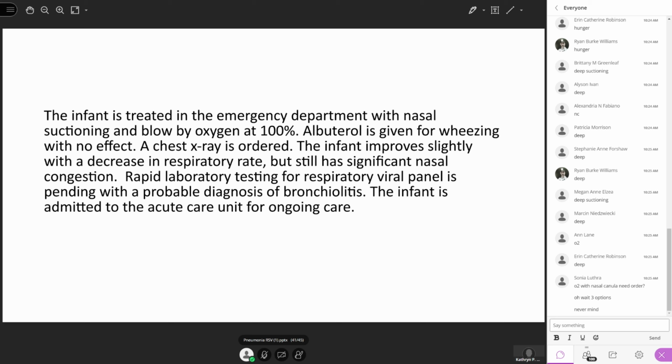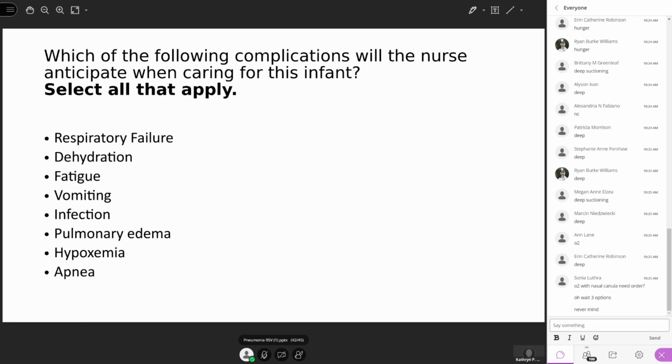Okay. So the infant is treated in the emergency room with nasal cannula and blow by suction. Albuterol is given, which is a bronchodilator, with no effect for the wheezing. Ordered a chest x-ray. The baby improves slightly with decreased respiratory rate, but still has significant nasal congestion. Rapid laboratory testing for RSV is pending with a probable diagnosis of bronchiolitis. The infant is admitted for ongoing care. So, which of the following complications would the nurse anticipate? So, what are you going to be looking for in this baby?